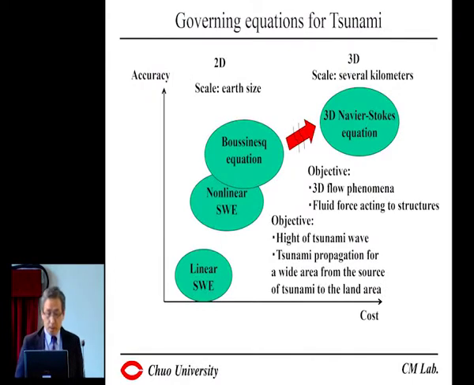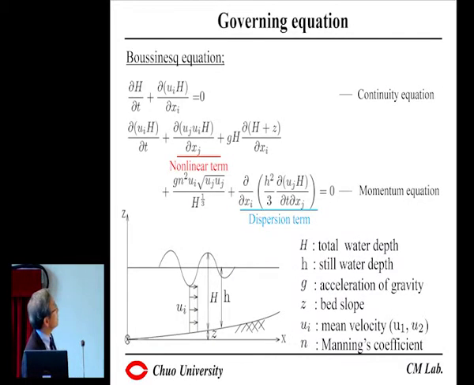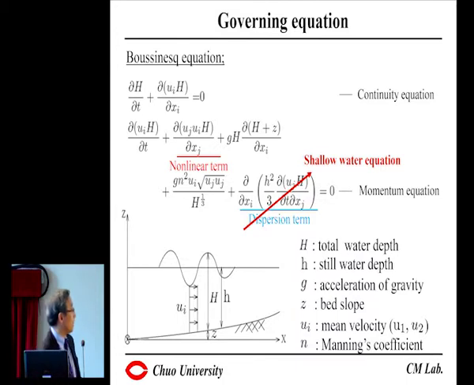Okay, here you can see the governing equations for the Boussinesq equation: the equation of continuity and the equation of motion. This is a nonlinear term and this is a dispersion term. If you erase the dispersion term, this equation system becomes the nonlinear shallow water equation system. There are two characteristics in tsunami waves, the nonlinear effect and the dispersion effect. And if you employ the Boussinesq equation, you can treat both the nonlinearity effect and the dispersion effect.